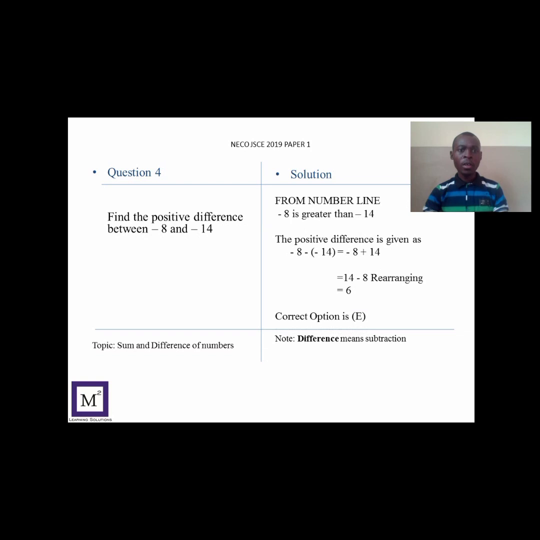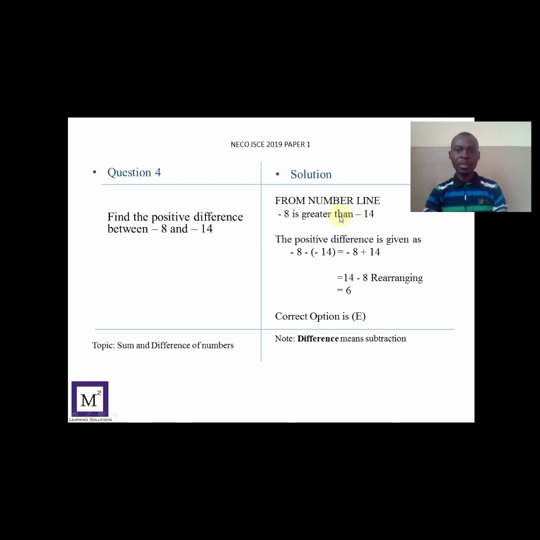Question 4. Find the positive difference between minus 8 and minus 14. This question is taken from the topic sum and difference of numbers. And to do this, you interpret simply the concept of difference. Difference means subtract. Now, when you are asked to find the positive difference between two numbers, always put the bigger number first and the smaller number after.